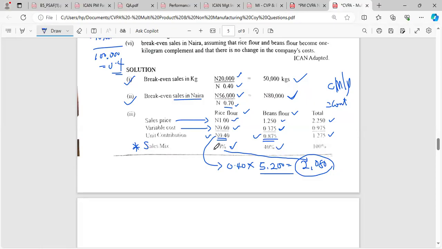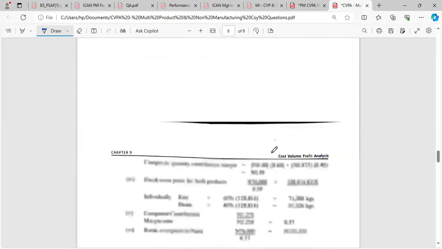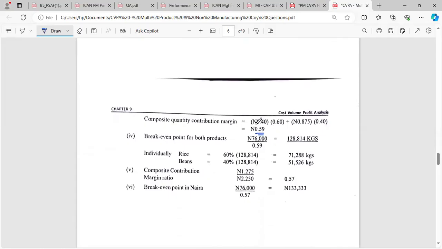So we're going to say 60% of 0.4 and 40% of 0.875. That's what we did here. Anyhow you want to do your mathematics, just calculate it that way. So you multiply and you add it together. Once you add it together, you're supposed to get 0.59. So it is this 0.59 that is our composite quantity contribution margin.